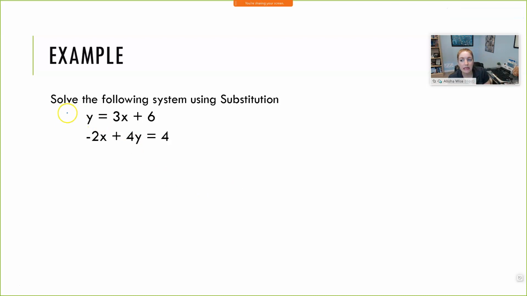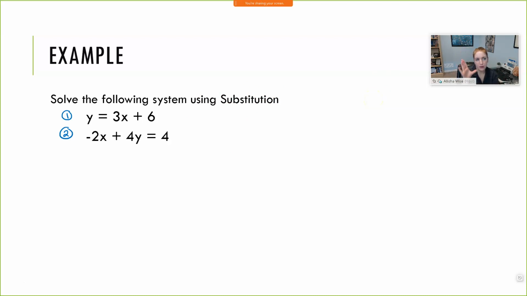Again, I'm going to label my equations, equation 1 and 2. Remember, this is optional, completely up to you. Equation 1 has y equals 3x plus 6. Equation 2 has negative 2x plus 4y equals 4. Well, step 1 in substitution is to get a variable by itself.